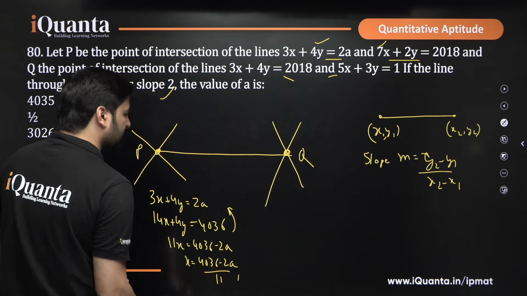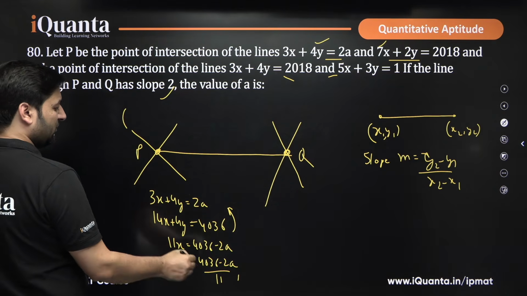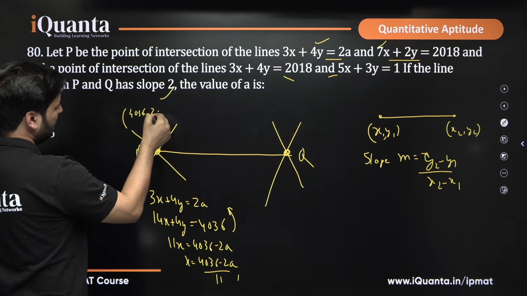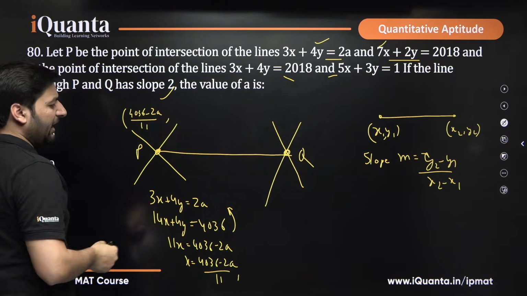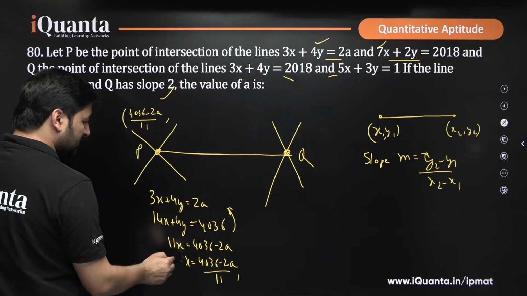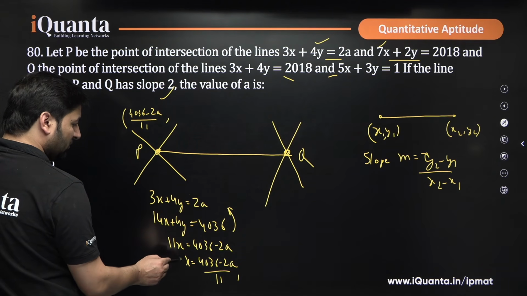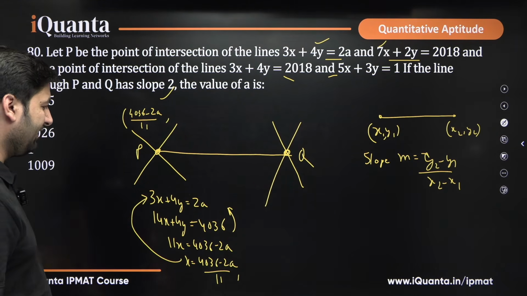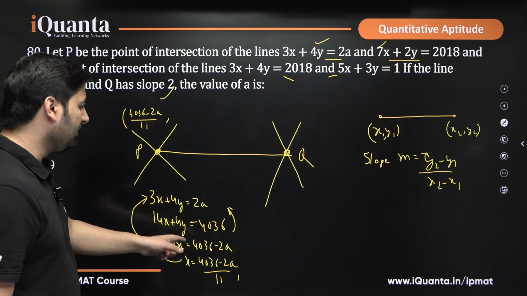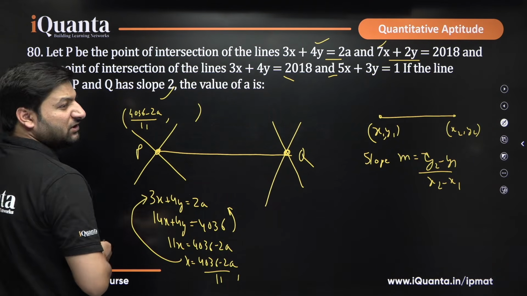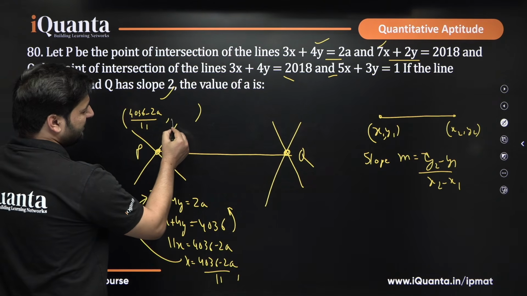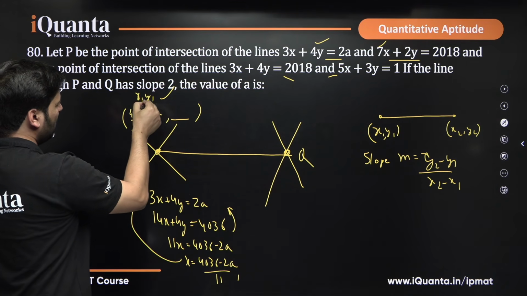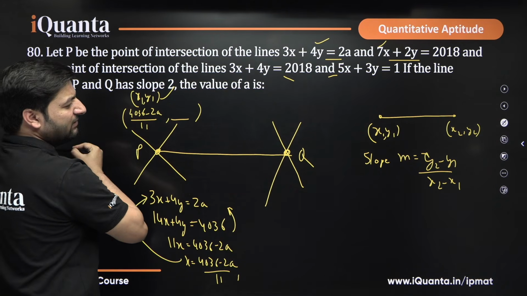You have got the value of x, that means the x coordinate of this intersection point is (4036 minus 2a) upon 11, right. And similarly, you can put the value of x over here. You will be getting what? The value of y, isn't it? If you put x over here, you will get the value of y, so you will get the intersection point. So, there will be another intersection point over here, and this point will be called x1 comma y1. This is x1, this is y1.